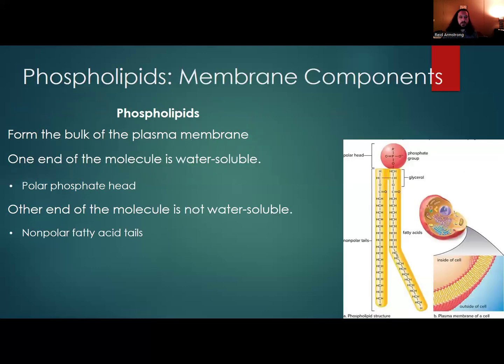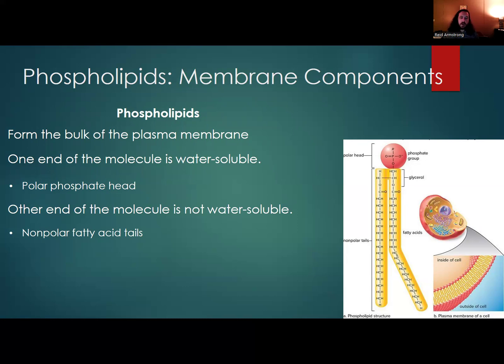So phospholipids are going to be something that are found inside of a lot of things. They form the bulk of the plasma membrane, which is part of the cell. One end of the molecule is water soluble, and the other end of the molecule is not water soluble. So it has a polar phosphate head and a non-polar fatty acid tail.